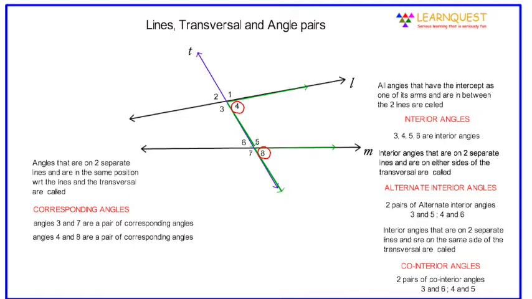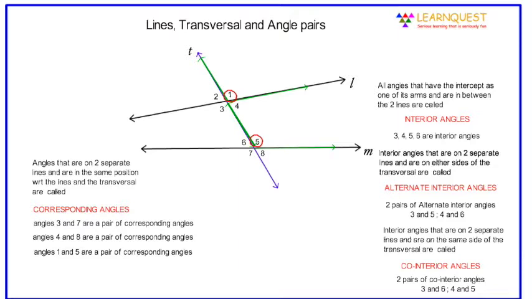Are there any more pairs of corresponding angles? Let us look at angle 1 and angle 5. Let's check for position. First, with respect to the transversal. They are both on the right side of the transversal. Now let's check their position with respect to lines. They are on separate lines and they are both above the lines. So both these angles have the same position with respect to transversal and lines. So they are corresponding pairs.